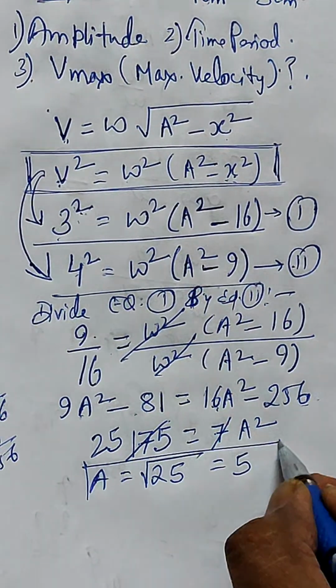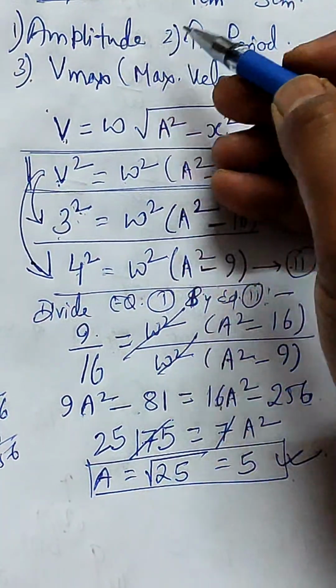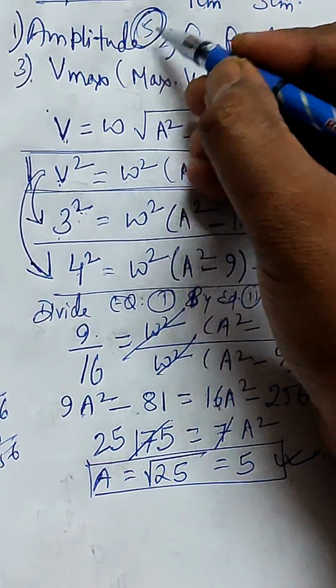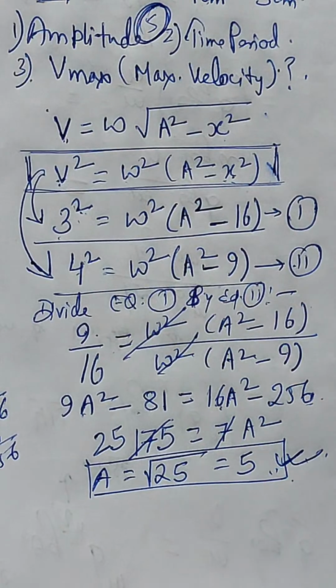So the first part of this question is solved. That means the amplitude is 5. This is your answer. The maximum displacement is your amplitude, so the amplitude is calculated.